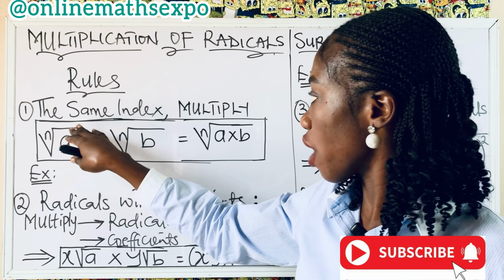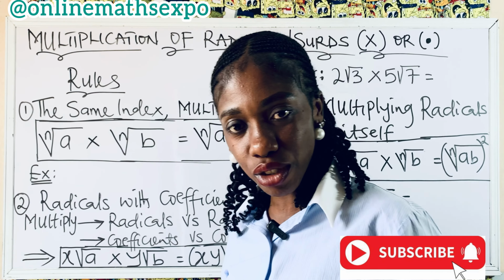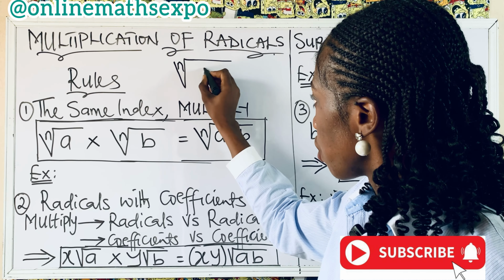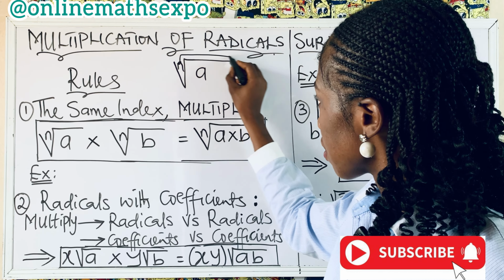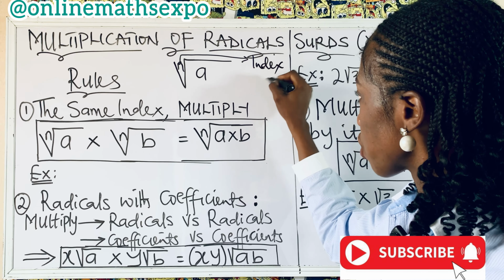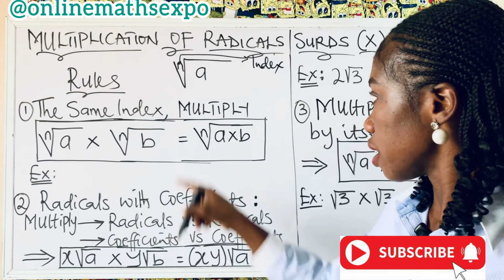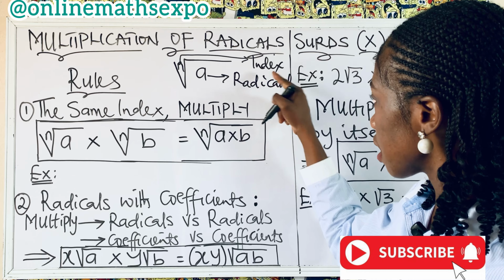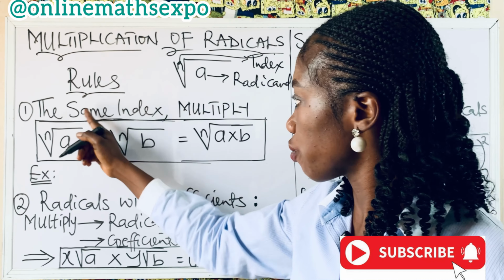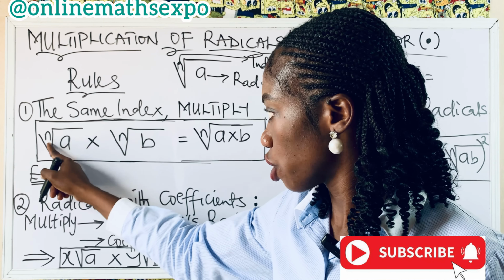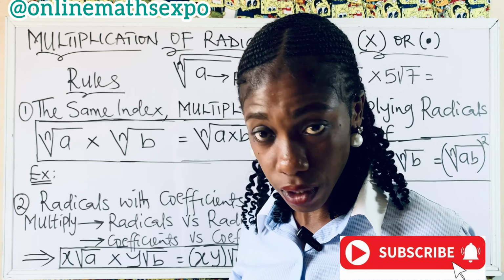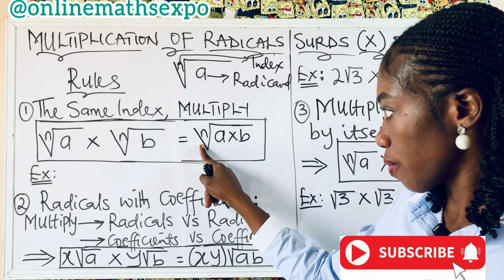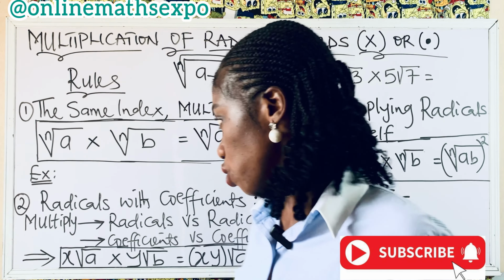We have it that when you have the same index, remember in our previous tutorial, when you have a radical of this form, we call this the index. You can watch our previous tutorial to see our discussion on that. And this is what we call the radicand. And we said that this index in multiplication, if they are the same, you are free to multiply. So in that case, you are going to multiply the radicands. So you see it here. So let's look at an example to illustrate that.